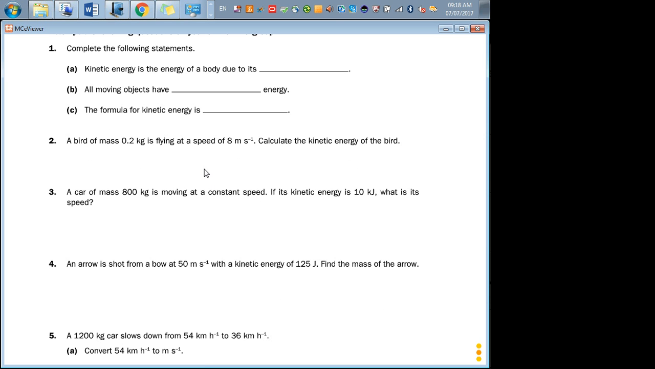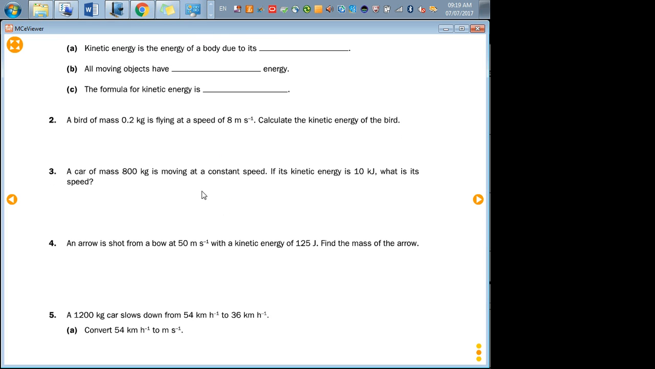Can we write KE? You must write kinetic energy equals half mv squared, then you substitute, right? What is the value of m? 0.2. What is the value for v? 8. We need to square it, huh? Okay. Question 3. Car mass 800 kilograms moving at constant speed.